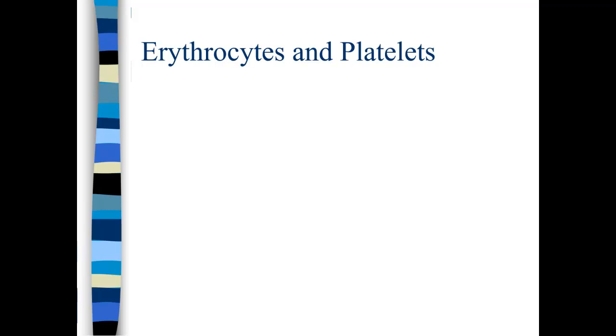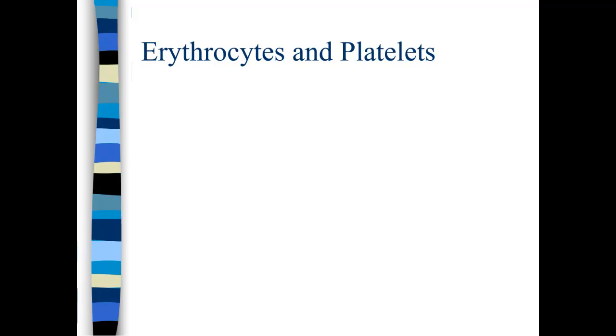This is part 2 of the video lecture on chapter 14 for microbiology. And we're starting with different cell types in the bloodstream. We already talked about white blood cells, leukocytes, and now we're talking about erythrocytes and platelets. Erythrocytes and platelets per se do not play a role in immune function. However, they are important.